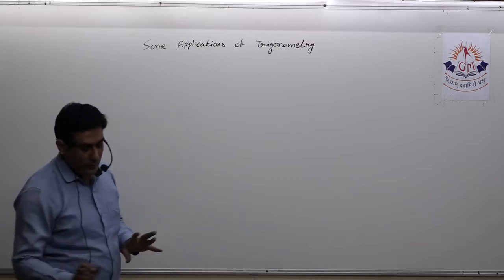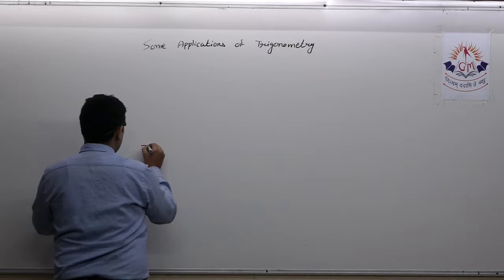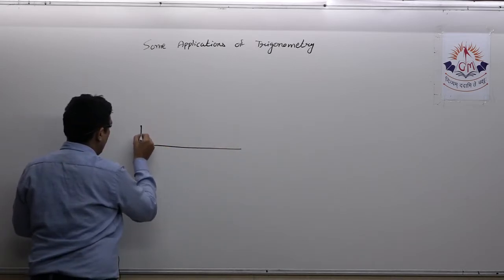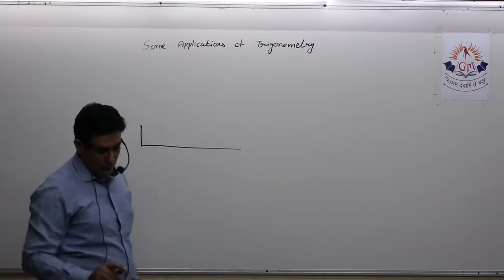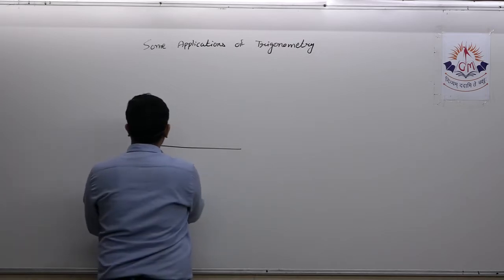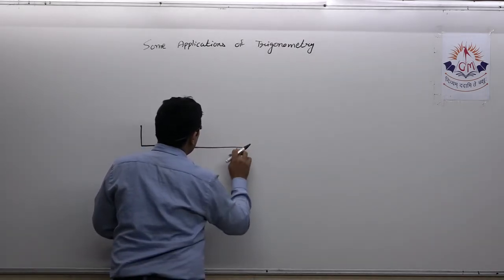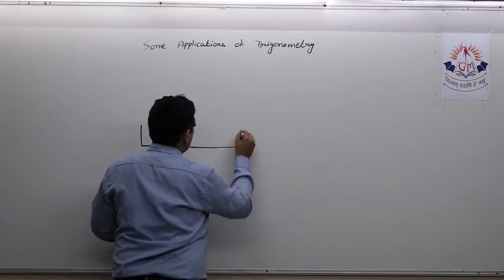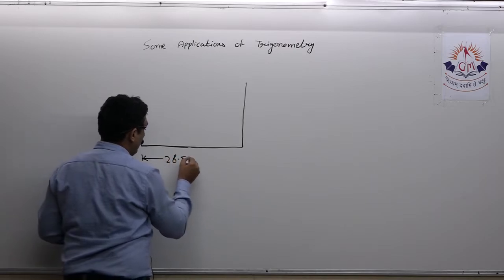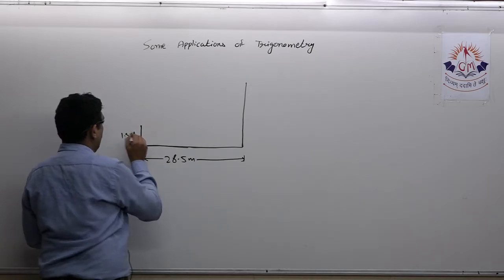An observer 1.5 meter tall. There is an observer 1.5 meter tall. So let this be the observer, its height is 1.5 meter. Now this is 28.5 meter away from a chimney. So this is the chimney, and the distance between these two is 28.5 meter. And this was 1.5 meter.